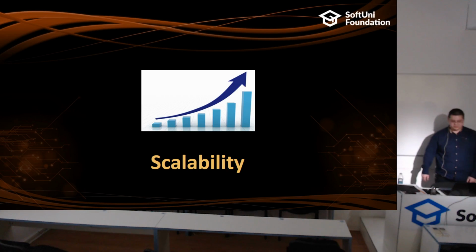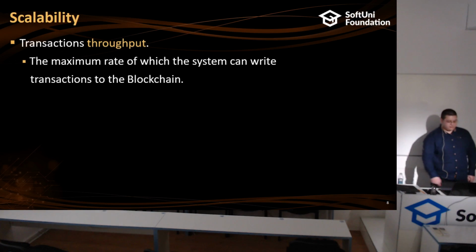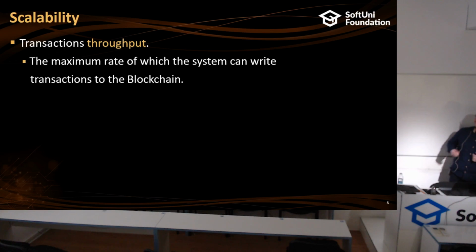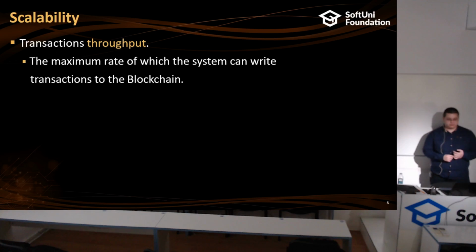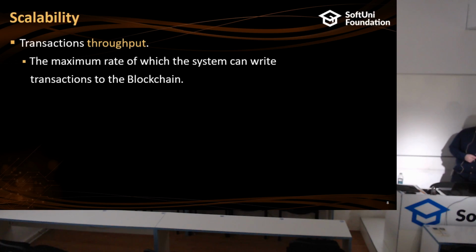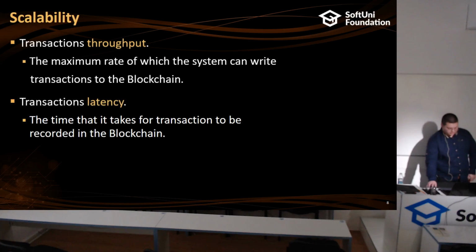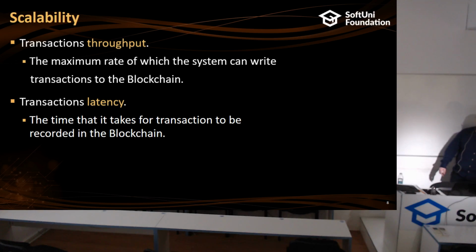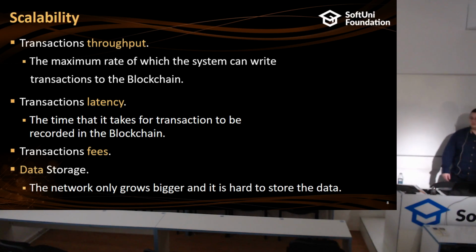And here is the first set of problems. So when we talk about blockchain scalability, there are a few metrics that we can use to track these problems. The first metric that we are going to be using tonight is transaction throughput, or the maximum rate at which the system can write transactions to the blockchain. The second metric will be transaction latency, or the time it actually takes for the transaction to be recorded in the blockchain. The third metric will be transaction fees, and the last metric, but not last in importance, is data storage.